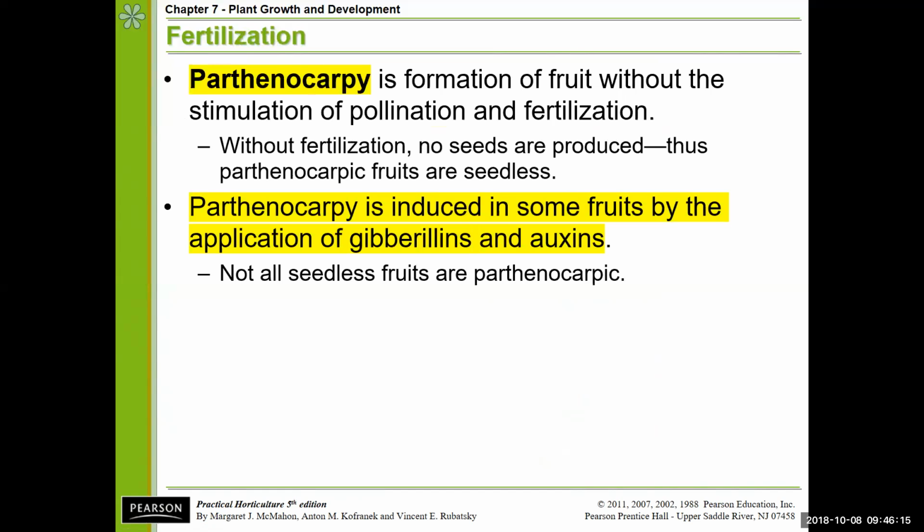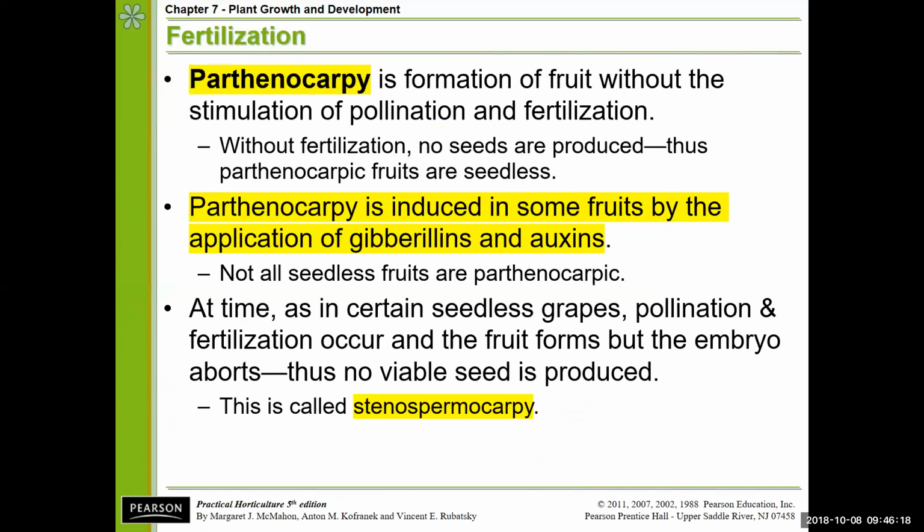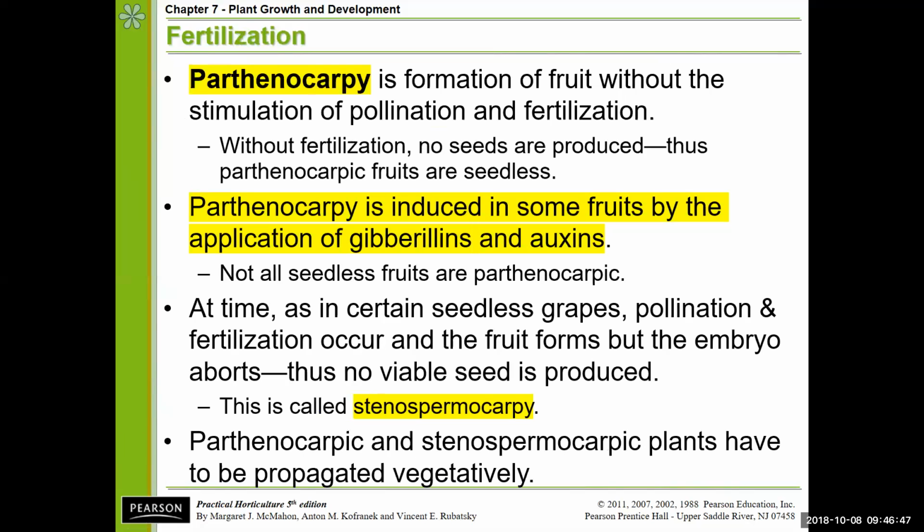However, not all seedless fruits are parthenocarpic, and in some cases, we have another phenomenon going on known as stenospermocarpy, where basically we have pollination and fertilization occurring, but when the fruit forms, the embryo inside of the ovaries and ovules is not actually completely formed. Therefore, we don't have any viable seed produced. That's stenospermocarpy. Those plants, of course, we have to propagate them vegetatively.